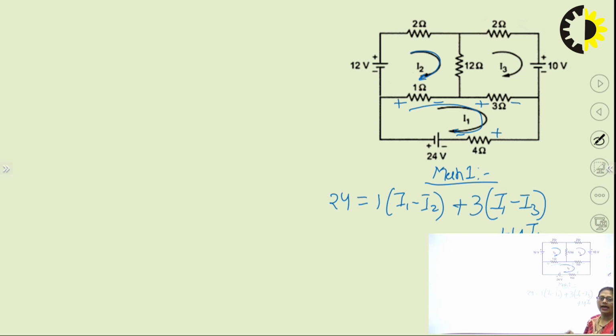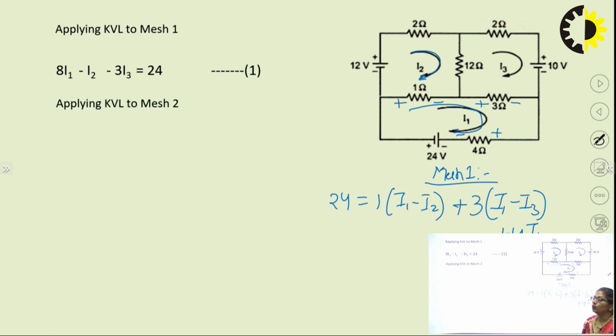Resolving this in I1, I2 and I3, the equation would be 8 I1 minus I2 minus 3 I3 is equal to 24. That is equation number 1. Now, applying KVL to mesh 2. When you apply KVL to mesh 2, what is going to be the equation? Now, this is my mesh 2, right? I am starting from here, negative, positive, positive, negative, positive, negative, positive, negative.